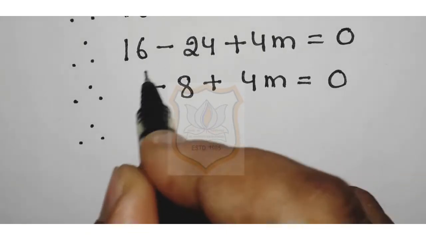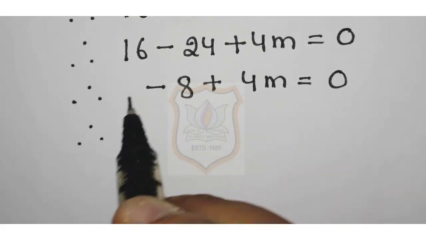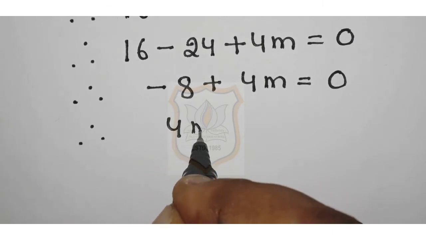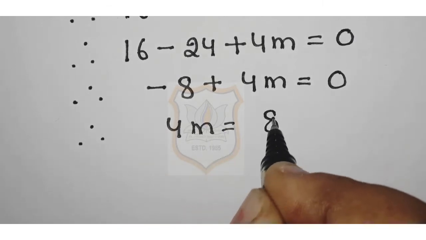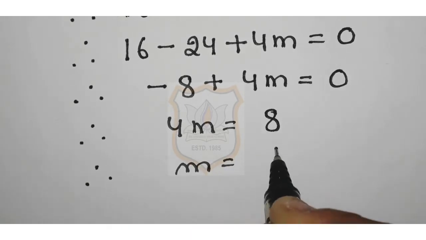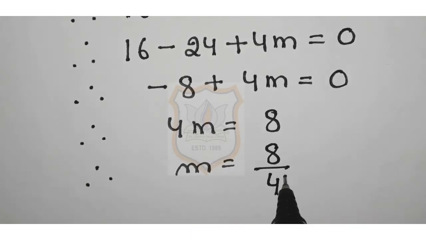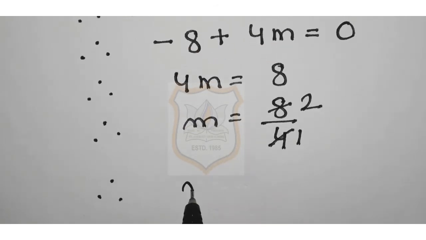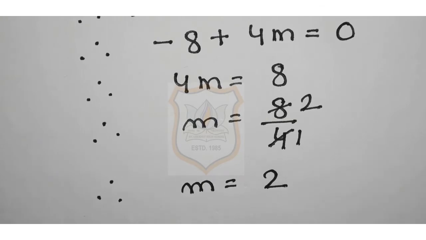Now, this minus 8 will be transposed from left to right and it will become plus. So, 4m is equal to 8. Therefore, the value of m is equal to 8 upon 4. 4 ones are 4, 4 twos are 8. Therefore, m is equal to 2.